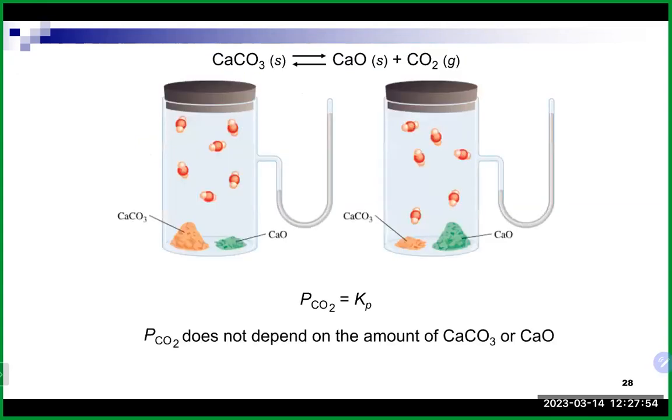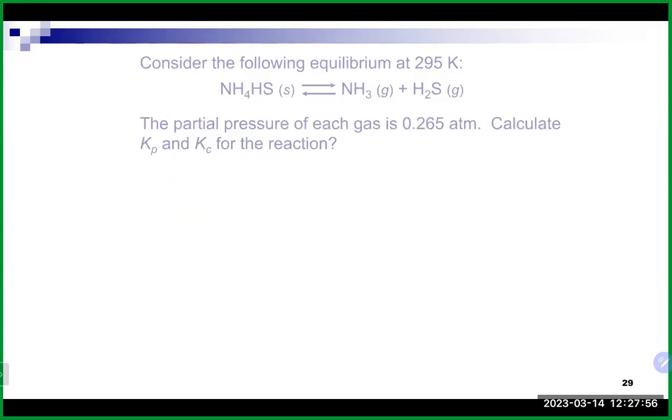All right, so let's take a look at another one here. Consider the following. The partial pressure of each gas is 0.265. What is the Kp value? And also, what is the Kc value at 295 Kelvin in this case? So in this case, we're again looking for both the Kp and the Kc.